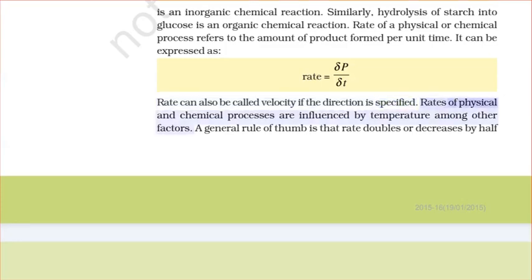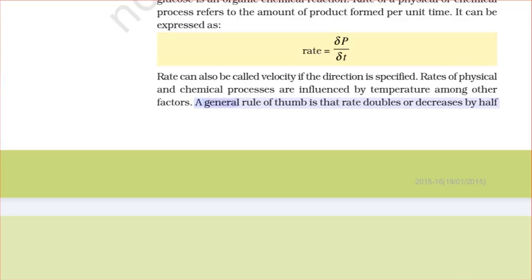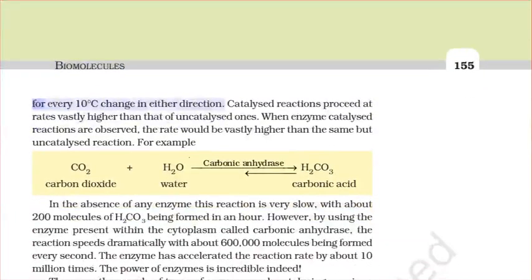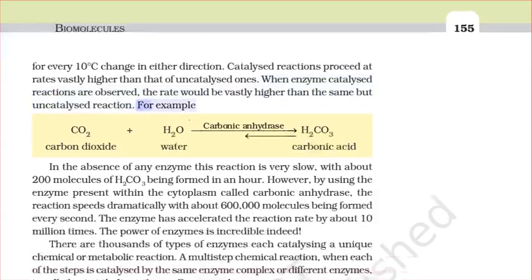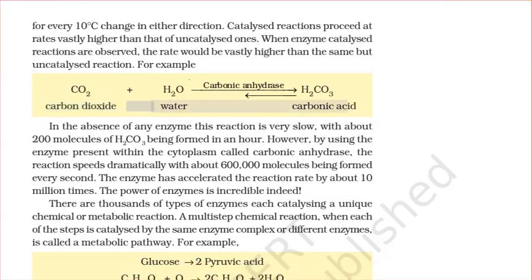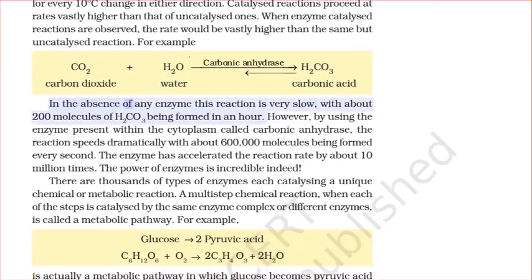Rates of physical and chemical processes are influenced by temperature, among other factors. A general rule of thumb is that rate doubles or decreases by half, for every 10 degrees Celsius change in either direction. Catalyzed reactions proceed at rates vastly higher than that of uncatalyzed ones. When enzyme catalyzed reactions are observed, the rate would be vastly higher than the same but uncatalyzed reaction. For example, carbon dioxide plus water gives carbonic acid. In the absence of any enzyme, this reaction is very slow, with about 200 molecules of H2CO3 being formed in an hour.